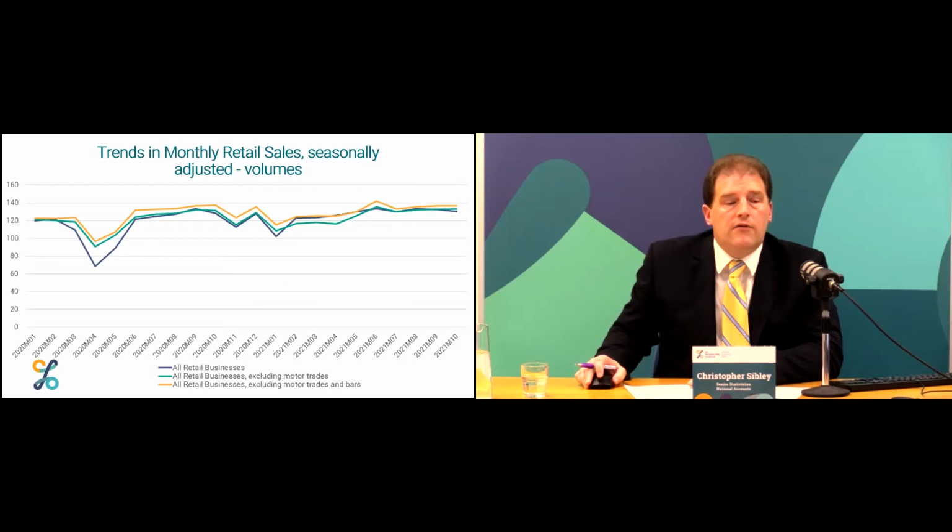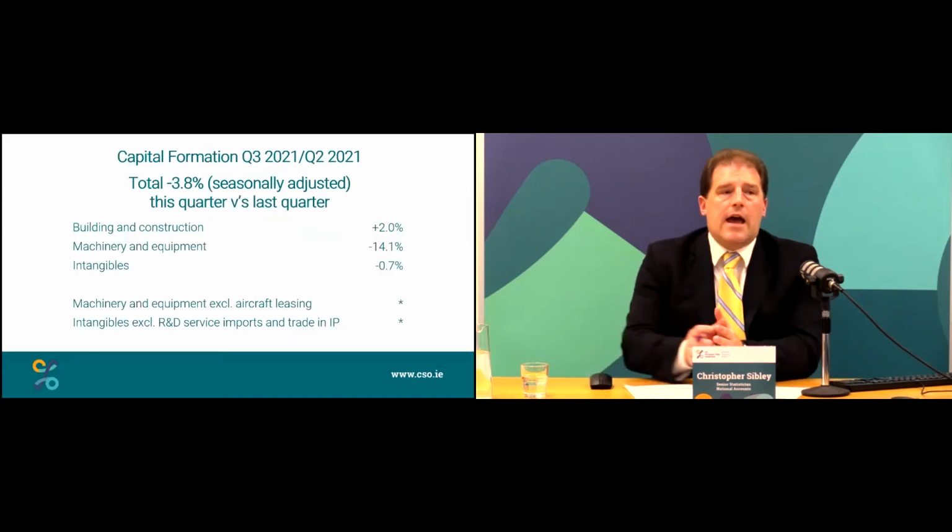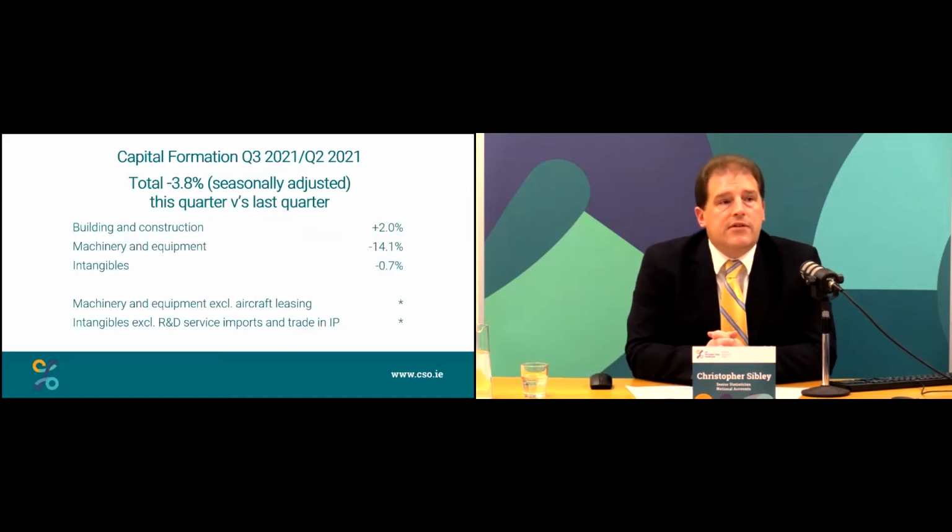Cars, motor vehicles always has a large effect on the series. On the investment data, capital formation is down 3.8%. Within that, building and construction is up 2%.